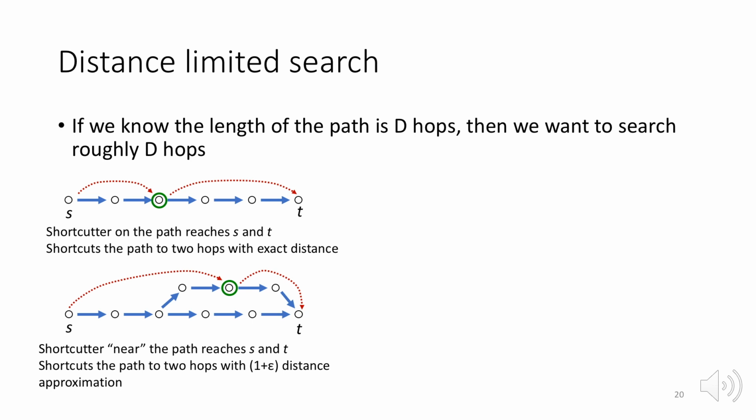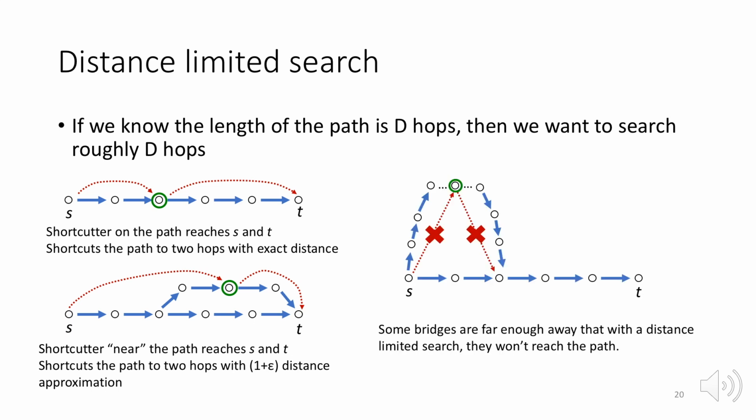In the second case, the shortcutter is near the path. So again, in this case, the shortcutter will search and reach the ends of the path, and the path is shortcutted to 2 hops, but this time with a distance that's a 1 plus epsilon approximation. This means that if we get a near bridge, the search distance is long enough that we search to the ends of the path and we shortcut the path to 2 hops. The last case is that the shortcutter is a far bridge, and so some of the far bridges are going to be far enough away that with the distance limited search, they won't even reach the path. And so in this case, they won't affect the path.